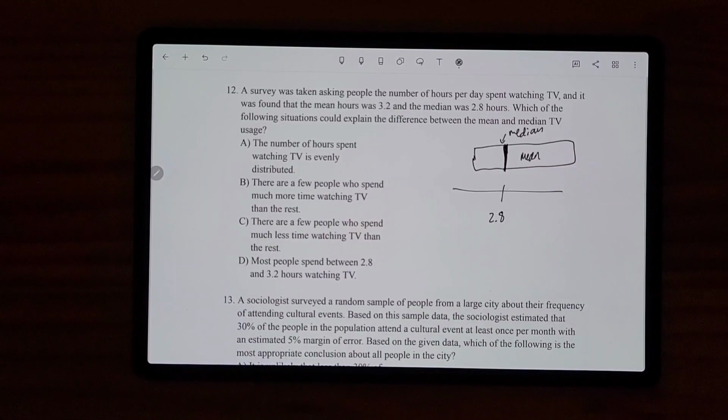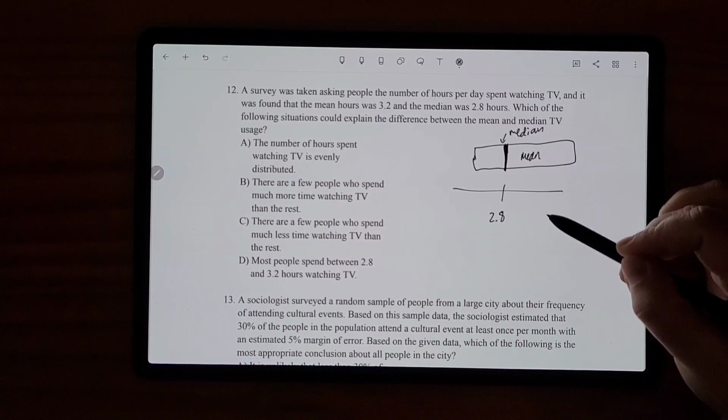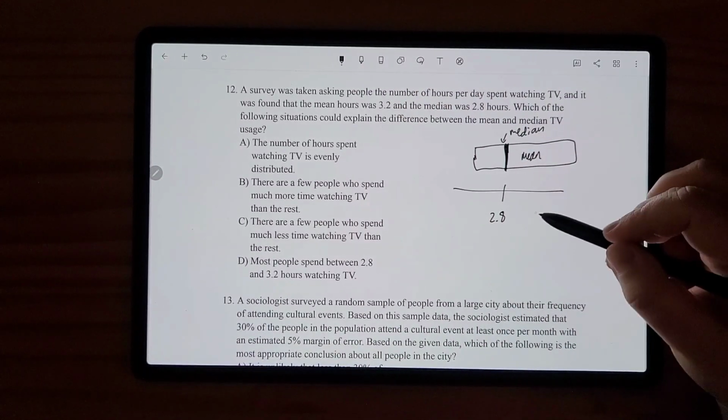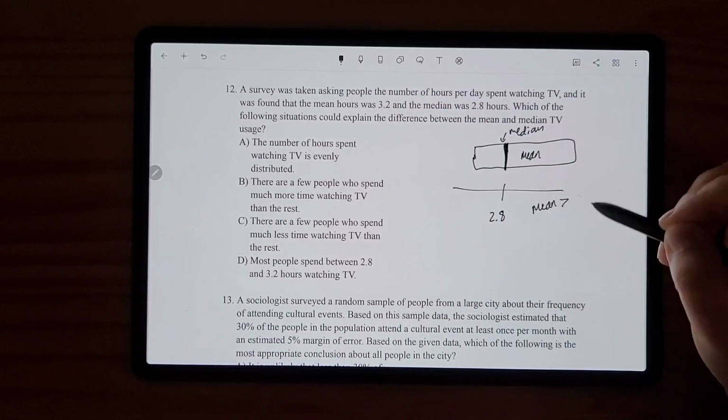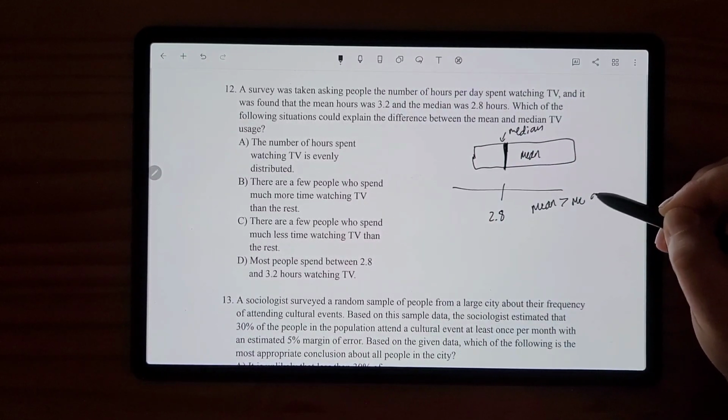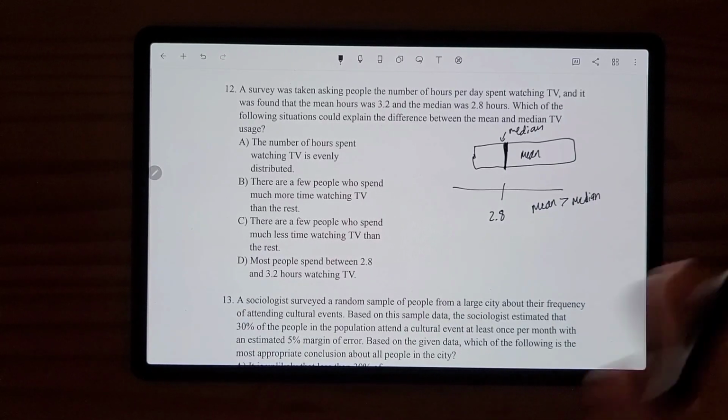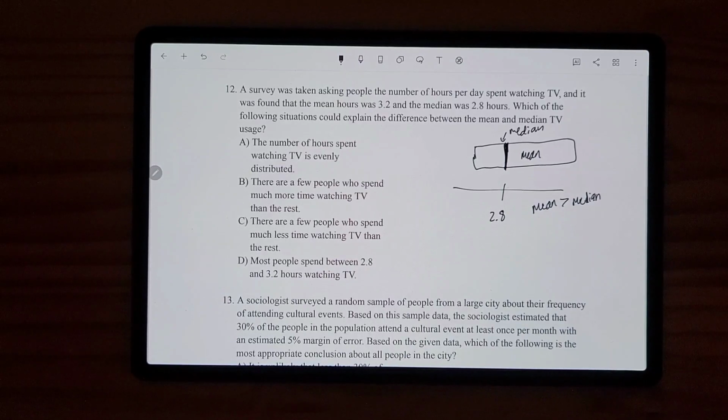So pause to read number 12 before I get into the explanation. For number 12, we have that the mean is greater than the median, and I think it's easier to visualize this with a box plot, so that's why I drew that. The mean being greater than the median would look like this, where it's going to be positively skewed.